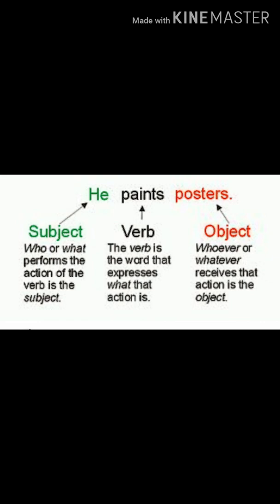Let us see one more example. He paints posters. Now, he is the subject. So here you can read, who or what performs the action of the verb is the subject. So the noun performs the action in the sentence. So he is the subject. Paints, painting is an action, so it is a verb. And posters: he paints what? The object is the posters. So whoever or whatever receives that action is the object in a sentence.